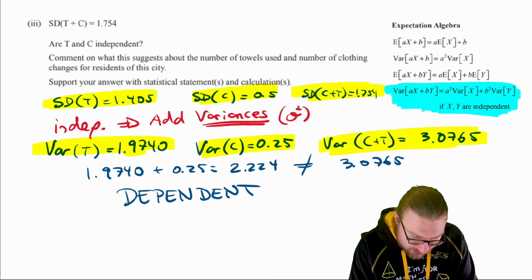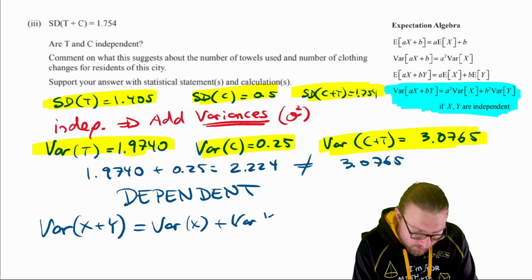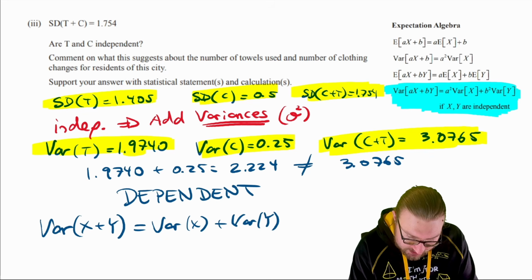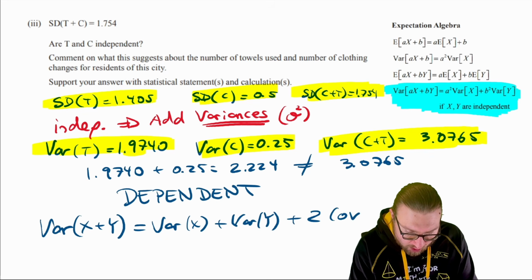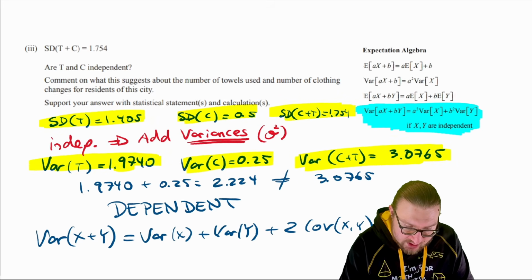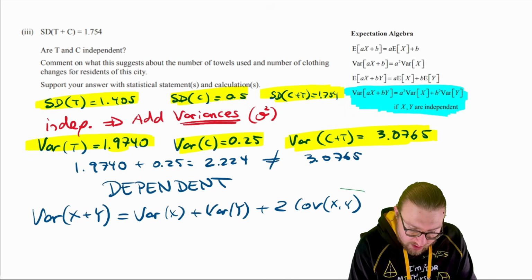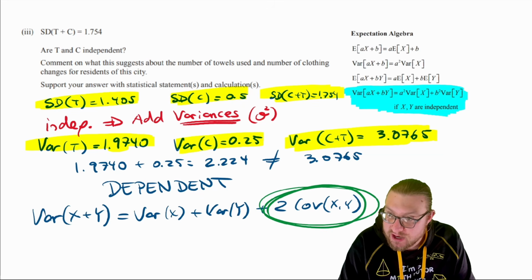You guys don't need to know that one, but the variance of x and y added together is the variance of x plus the variance of y. But now we still have two of the covariance of x and y that we need to take care of. And this is not really required for you guys, but just so you understand a little bit more, the covariance is the variance when x and y affect each other.